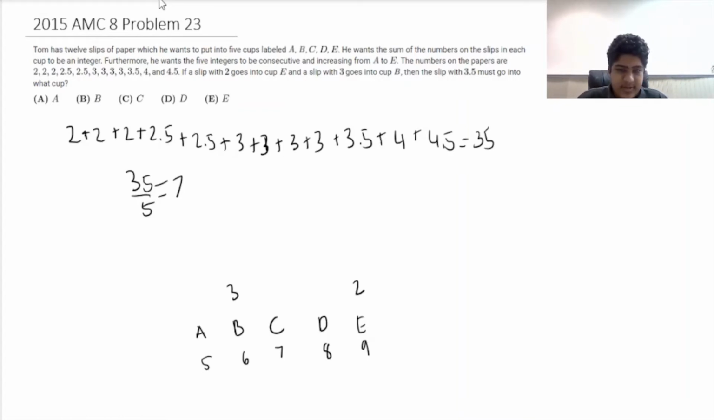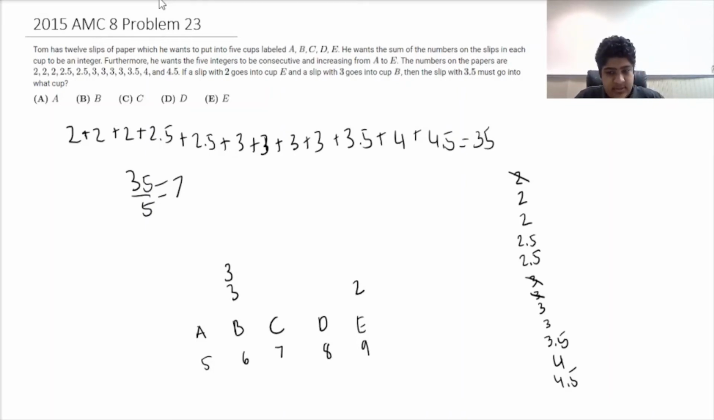So let's just write out all of the slips and cross them out when they've been used. So we have a 2, a 2, a 2, 2.5, a 2.5, 4 3s, 3.5, 4, and 4.5. So we've already used a 2 and a 3. Now since the sum of the numbers in B is 6, we know that we need another 3 because otherwise the sum would be too big, so we can cross out another 3 there, and B is complete.